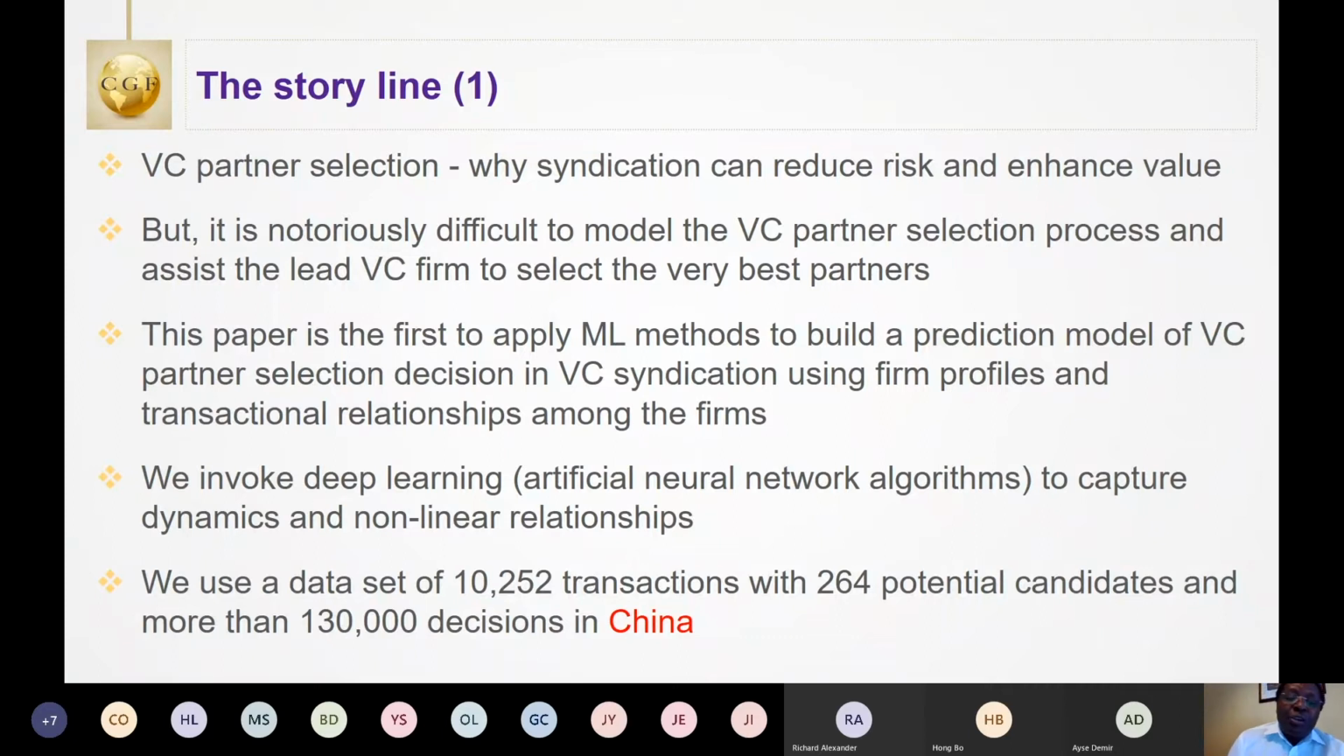Now, machine learning methods do involve quite a large number of sub-elements in the machine learning family. And we pick one of those, which is deep learning, that is based on artificial neural network algorithms. And those are specifically designed to capture dynamics and nonlinear relationships. We are fortunate to get access to specialist, privileged data, and pull together quite a huge database of 10,254 transactions with 264 potential candidates and more than 130 decisions. The paper is specific to China.